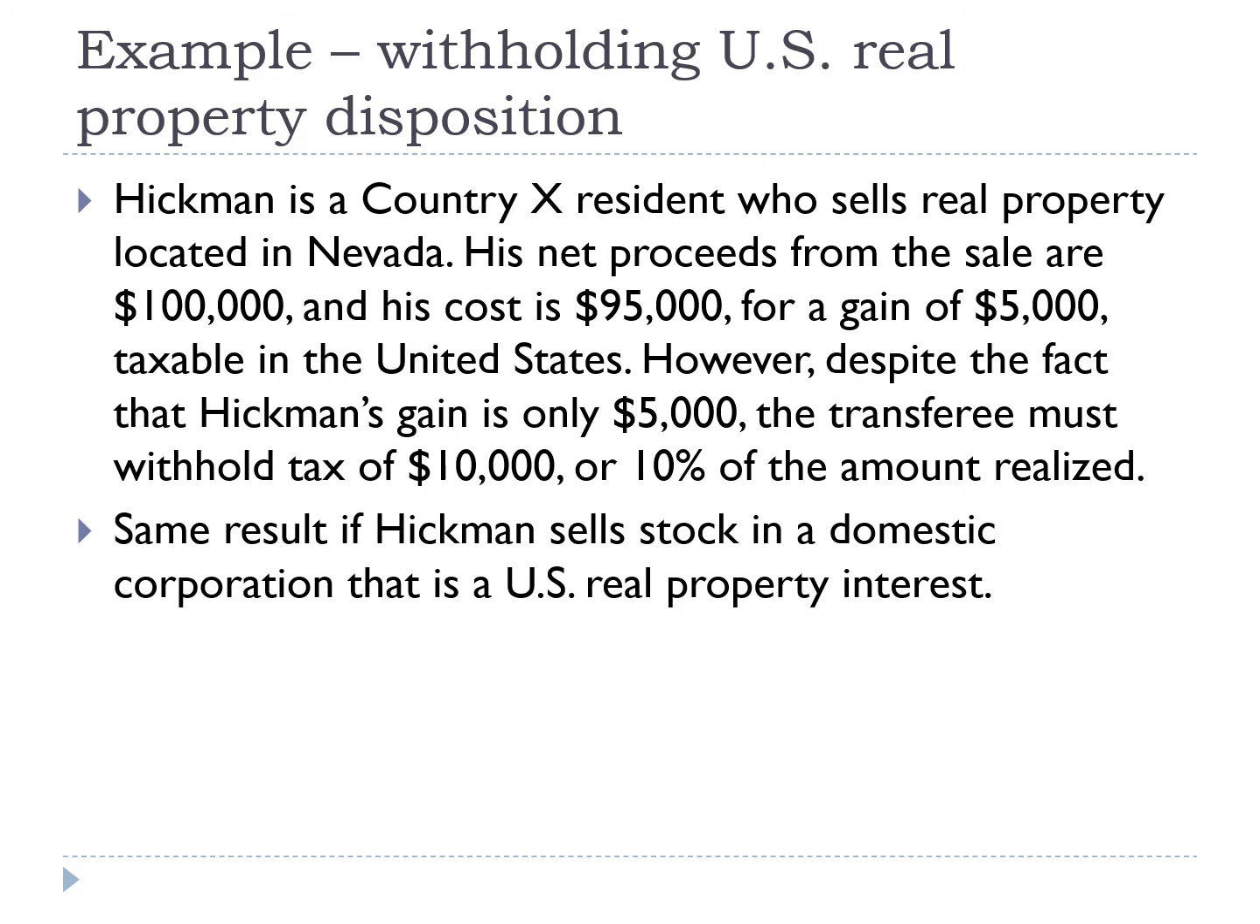If instead of selling real property for $100,000, Hickman sold stock in a domestic corporation that was a U.S. real property interest under U.S. tax law, then the result would be the same. That is, the buyer would have to withhold $10,000 from the sale.